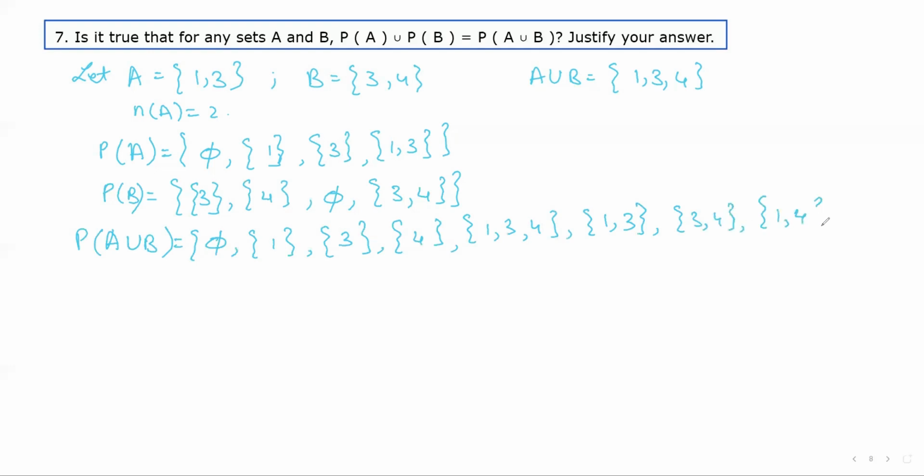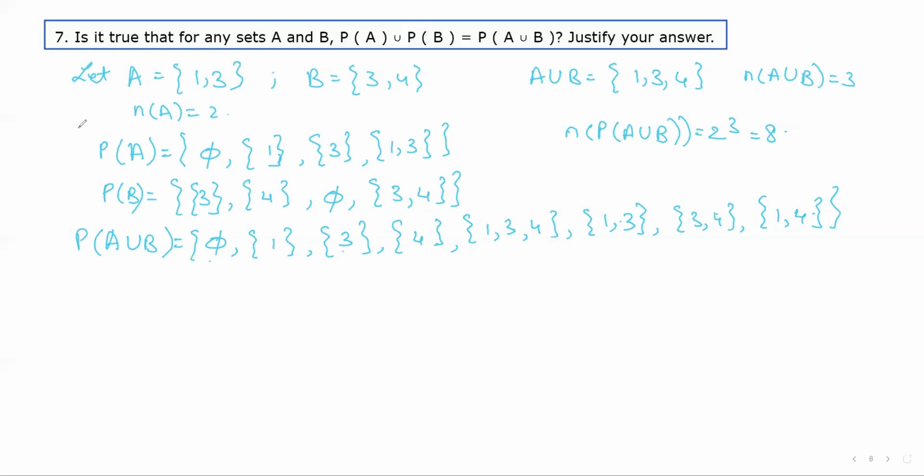1, 4. Now, A union B contains 3 elements. The number of elements in A union B is equal to 3, and the number of elements in the power set of A union B will definitely be equal to 2 to the power 3, which is 8. Here you have 1, 2, 3, 4, 5, 6, 7, 8 elements.